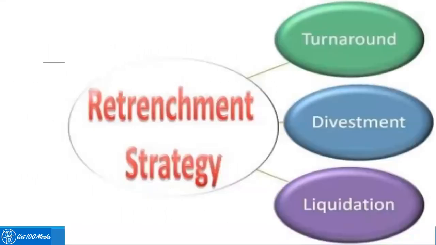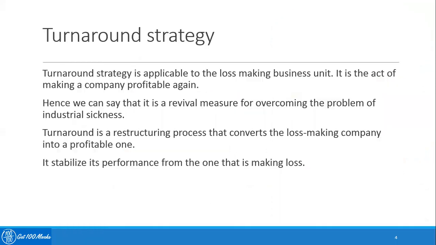They are mainly classified as turnaround, divestment, and liquidation strategies. We'll see each of them in the next slides. Turnaround strategy. Turnaround strategy is applicable to the loss-making business unit. It is the act of making a company more profitable. Hence, we can say that it is a revival measure for overcoming the problem of industrial sickness.